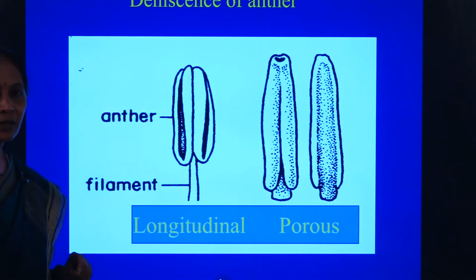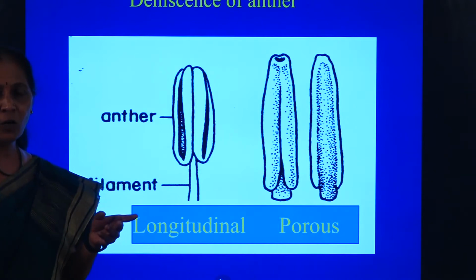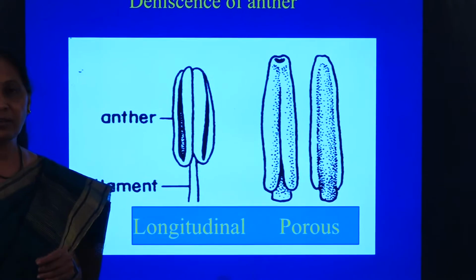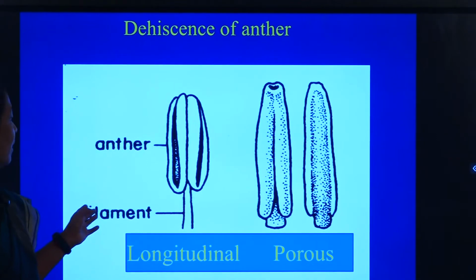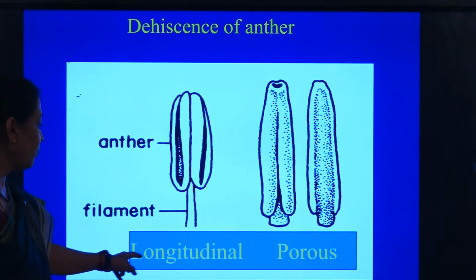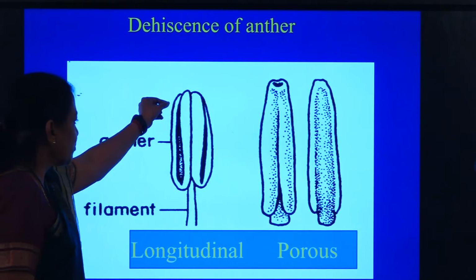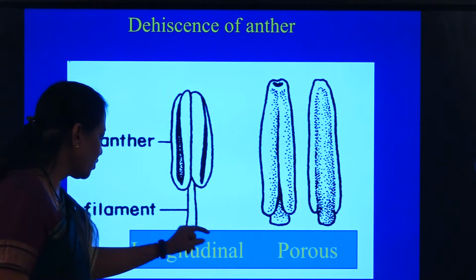Dehiscence of anther. In the anther, pollen grains are produced. As and when it undergoes maturation, the dehiscence of the pollen grains can be seen there. The pattern of dehiscence of the pollen grains in the anther varies, either it may be longitudinal or porous. If the anther lobe is split longitudinally, we call it longitudinal.